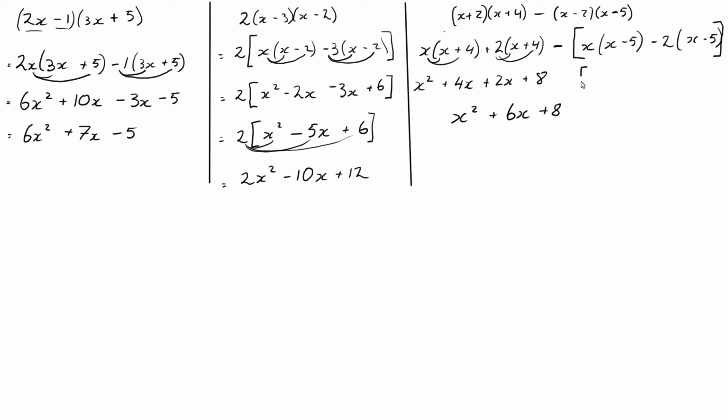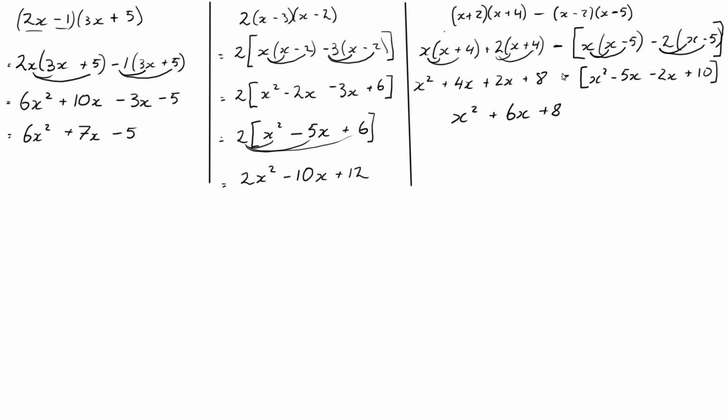Now over here, I'm just going to keep these in brackets for the moment because I'm going to subtract them. X and x is x squared. X and 5, or minus 5, is minus 5x. Minus 2 and x is minus 2x. Minus 2 minus 5 is positive 10. Okay.